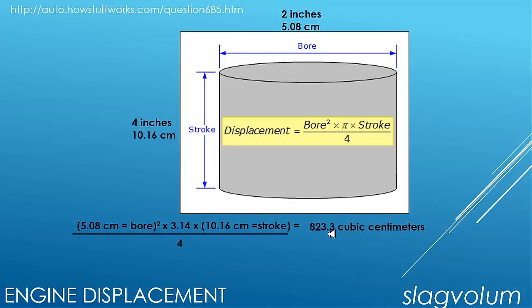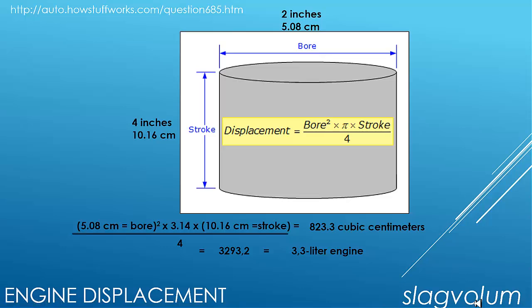Now we've got to multiply that. We have 4 cylinders, so we have to multiply that by 4. So that would give us a little over 3,000 cubic centimeters, or a 3.3 liter engine. So then we talk about the size of how big the actual engine is. Engine displacement, you say slagvolym.